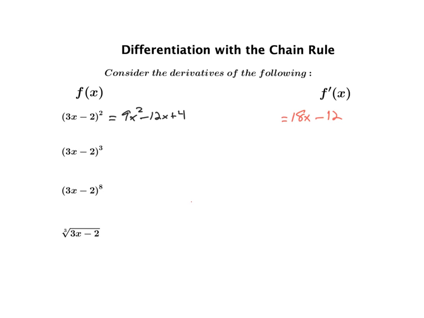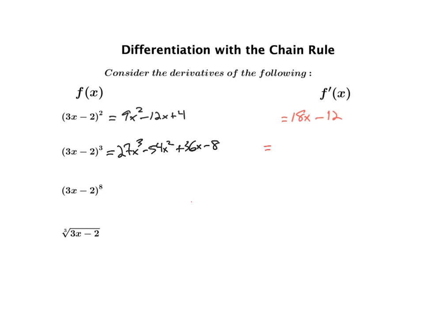Now our next example is a cubic. So yeah, that wasn't too bad when we had a quadratic, but to expand this cubic is going to take you recalling your binomial expansion, and that turns out to be 27x to the third minus 54x squared plus 36x minus 8. And once we get it in that form, it's really no trouble to find the derivative.